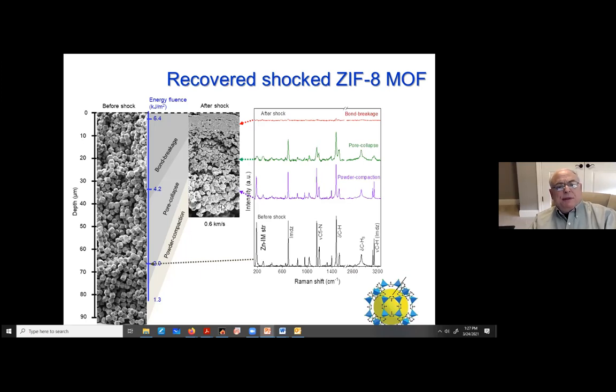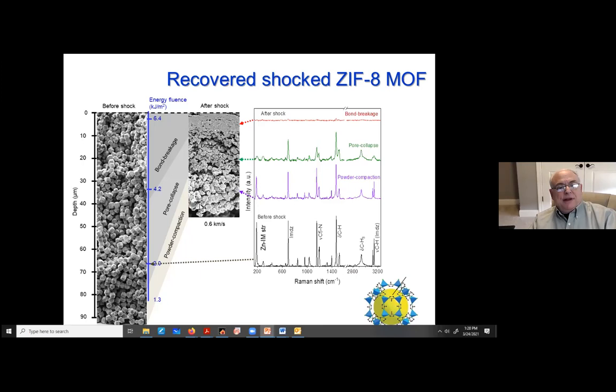So this is a zone of powder compaction. When I move into the next zone, and here's the Raman spectrum, again, the imidazole transitions don't look very different, but you notice this transition is gone. And that indicates that I broke the unit cell. Breaking the unit cell means the nanopores collapse.